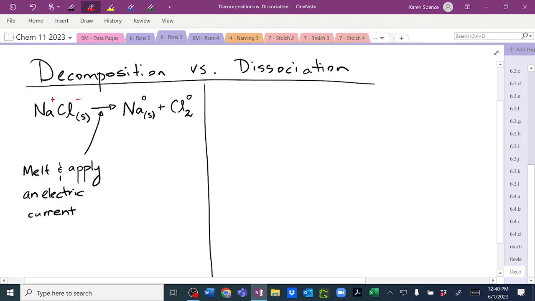So in this process, sodium went from being positive to being 0 charge. So sodium actually gained an electron. And chlorine went from being -1 to 0, so it actually lost an electron.